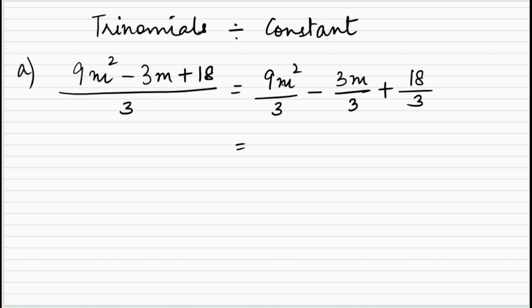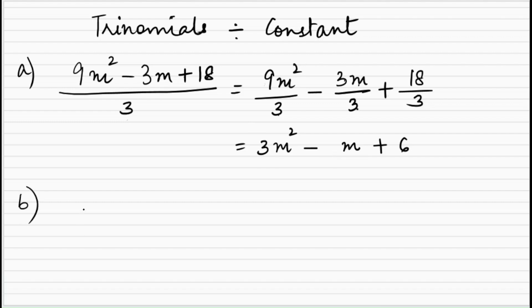Now, this is just the division of a monomial term with a constant. 9 divided by 3 is 3, m square, minus 3 divided by 3 is 1, m, plus 18 divided by 3 is 6. Over here, 1m: you can write 1 or not, it's the same thing. Normally in algebra, we do not write 1. 1m is the same as just m.